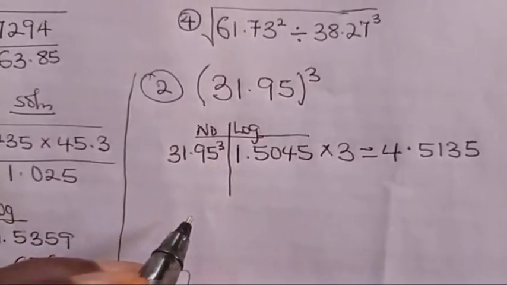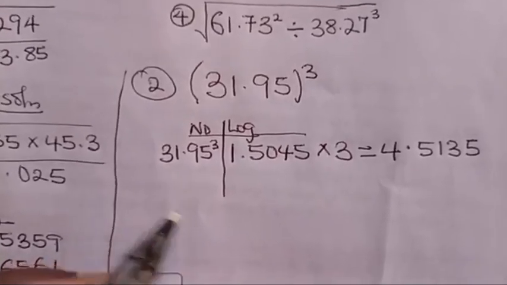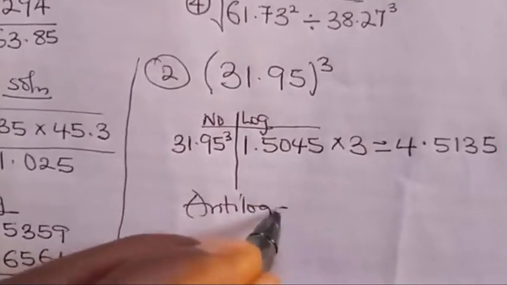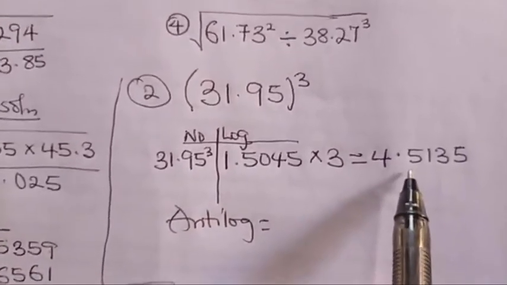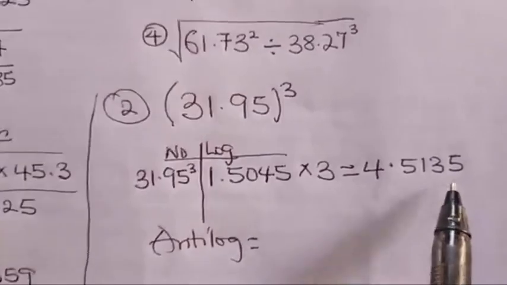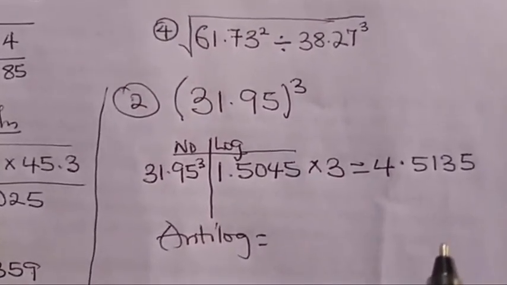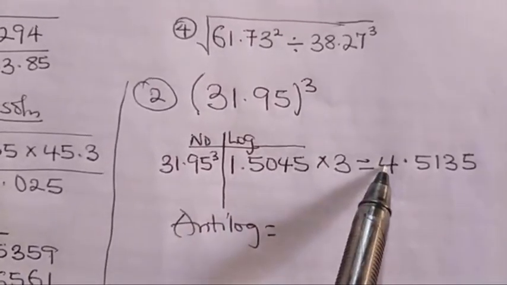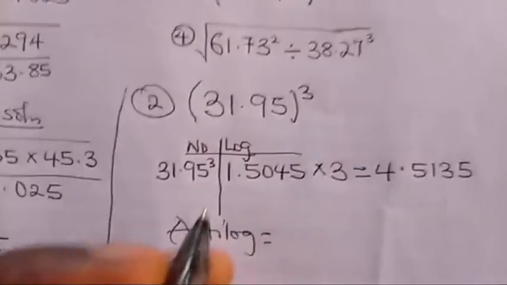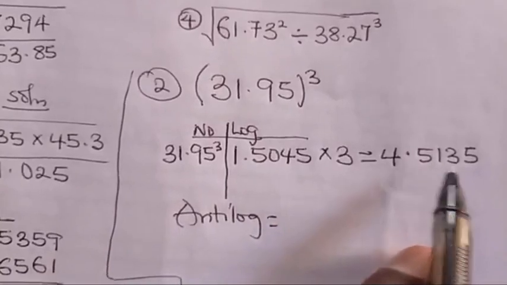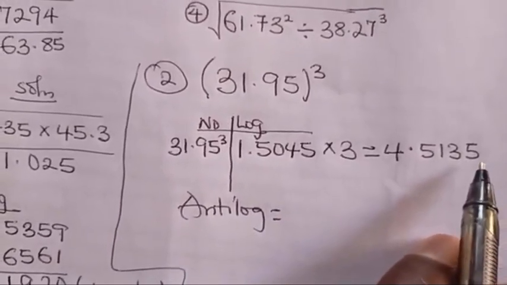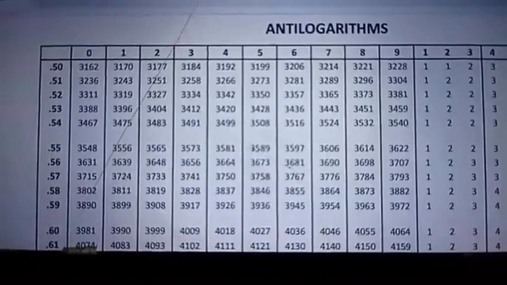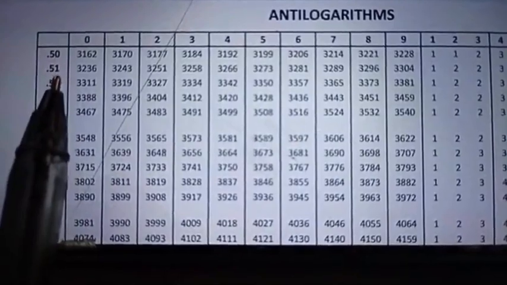Finding the antilogarithm of 4.5135. Again, we are going to make use of only the mantissa part, which is 0.5135. Thereafter, when we are expressing it in standard form, we'll raise the power of 10 to 4. So here we are going to check for 51 under 3, difference of 5, using our antilogarithm table.